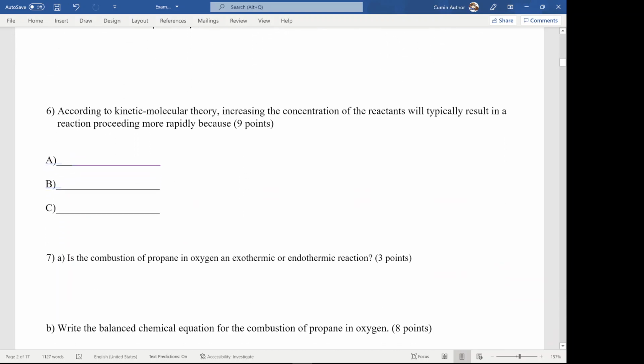And now we hear, according to the kinetic molecular theory, increasing the concentration of the reactants will typically result in a reaction proceeding more rapidly because, and really this is just a matter of, there are 3 specific conditions that have to take place for a reaction to happen between 2 molecules. You know, you've got some molecular structure here with something or other, and then some molecular structure over here. In fact, let's think. I can visualize it with the esterification that you all did in the lab section and had a question on.